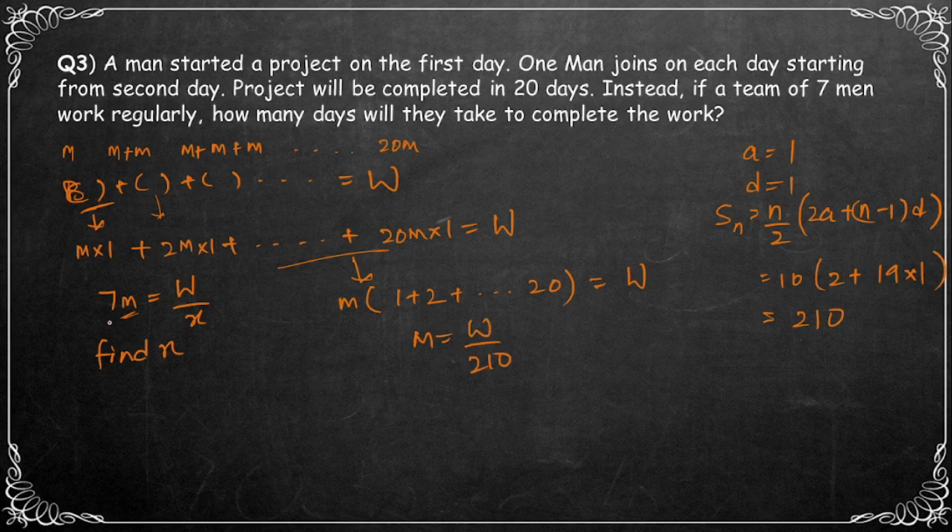So they are asking for 7M. So if we multiply both sides by 7, we get W by 30. So X is W by 30. So X is 30. So answer is 30 days.